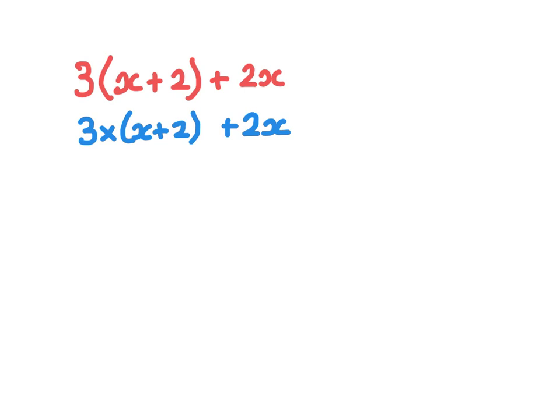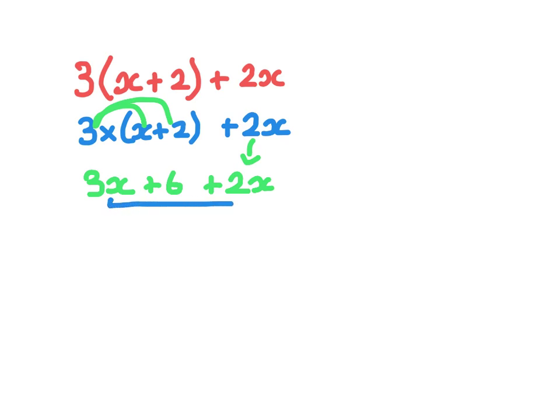So now let's use our rainbow. So 3 times x gives me 3x, and 3 times 2 gives me 6, and the 2x just pops down onto the next line. Now, this type of question is going to give an expand and simplify instruction. So we're going to simplify by getting our like terms together. So 3x plus 2x gives us 5x plus 6. And that's our answer.